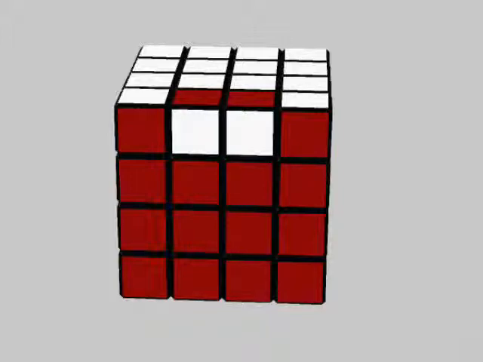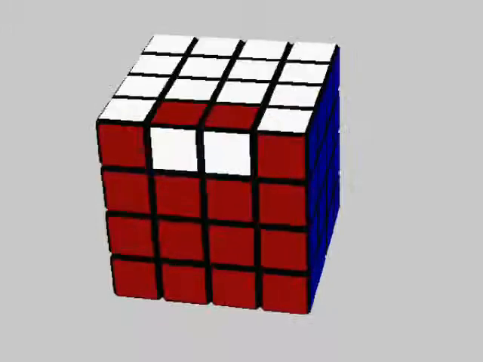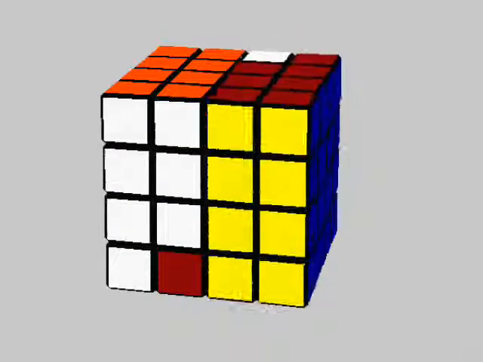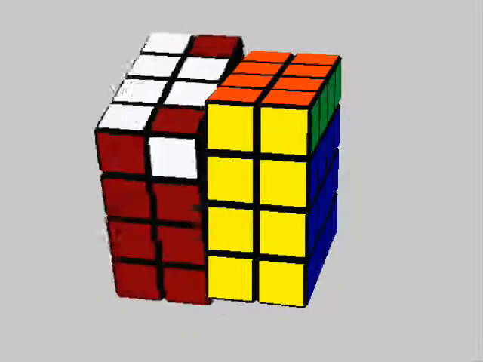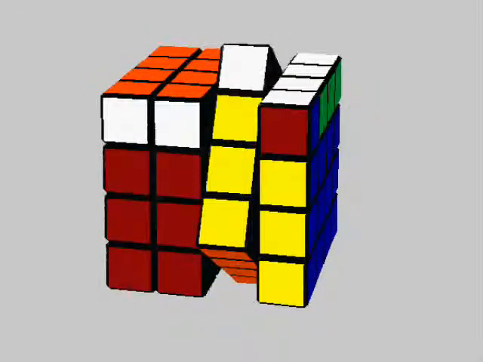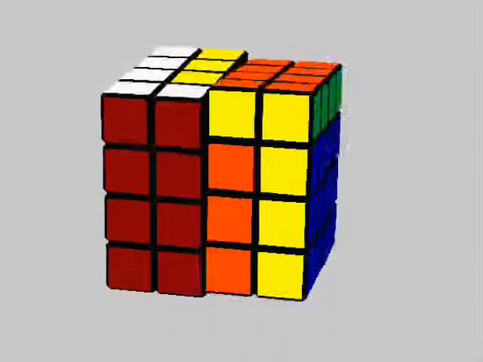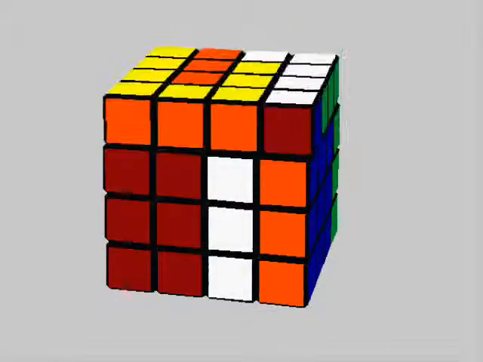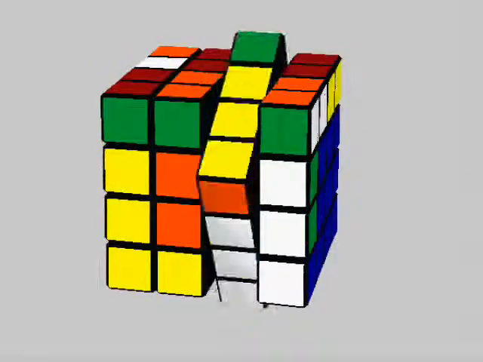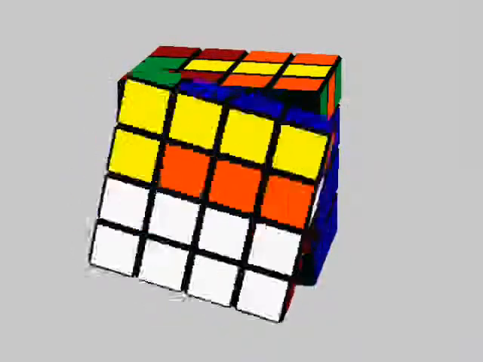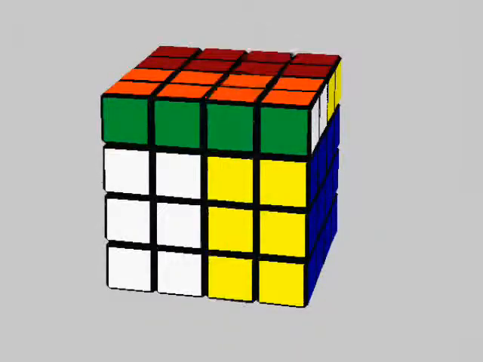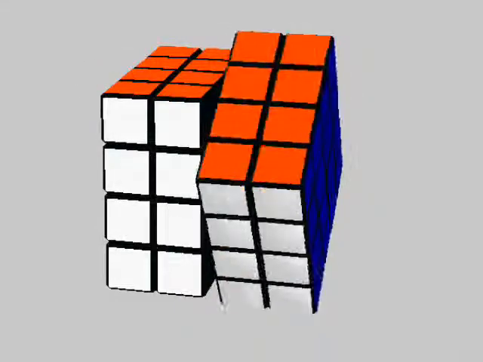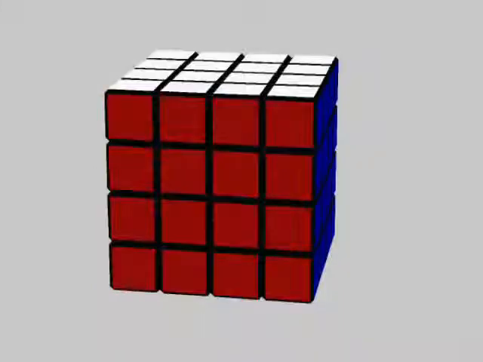In this video, I'm going to derive the following algorithm which fixes this parity case. I'm going to go ahead and play it real quick. Before I begin, I strongly recommend that you watch my derivation on the standard algorithm.